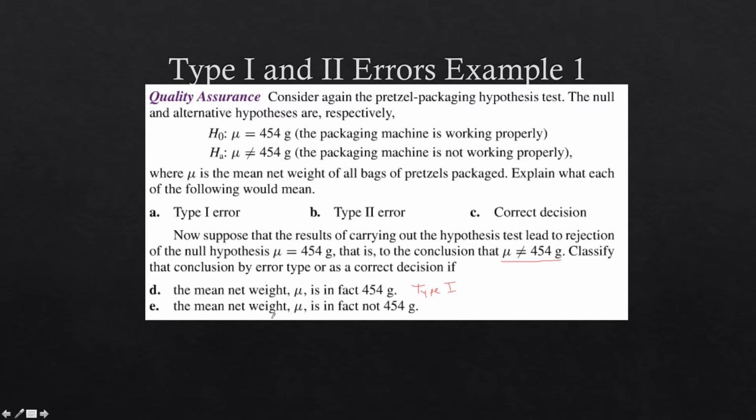Well, what if it's not 454? If we got the conclusion that it's not 454 and in fact it's not 454, that means we rejected it, so it was a correct decision. Our data supported our decision. That's what's going to be important for you to learn about statistics: data-driven decision making. Make sure you have a supportable conclusion.